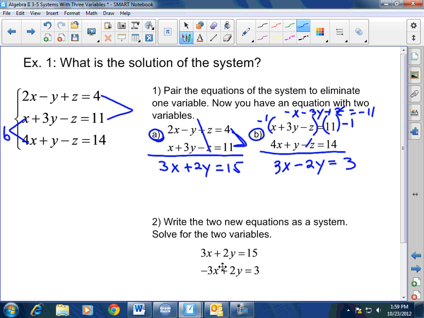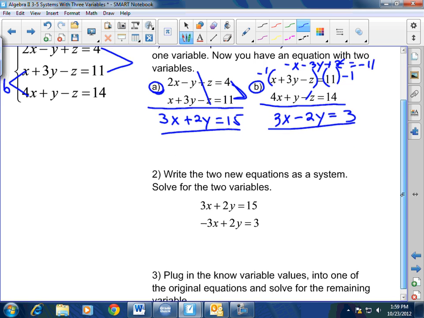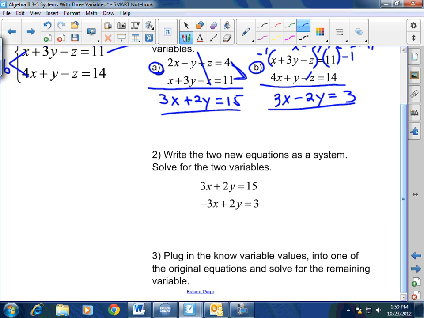Okay. Is everyone with me so far? Okay, we eliminated the same variable for the first two and for the second and the third. And now I have two equations that have just two variables. Step 2, write the two equations as a system. Solve for the two variables. In this case, it worked out really, really pretty.